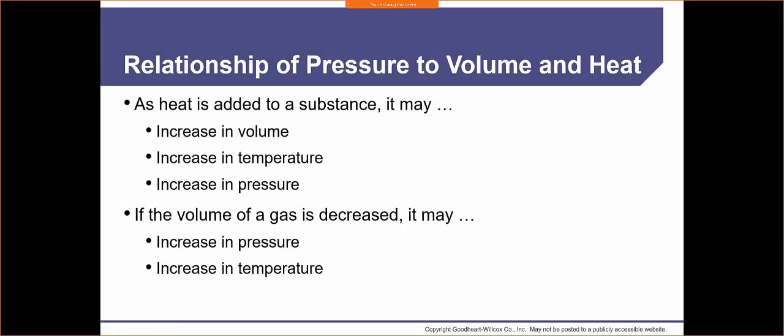So, the relationship of pressure to volume and heat. As heat is added to a substance, it may increase in volume, it can increase in temperature, it can increase in pressure. If the volume of a gas is decreased, it may increase in pressure, it can increase in temperature. What we're starting to understand is that there is a direct relationship between temperature and pressure. So if I increase the temperature of a substance, we can increase its pressure.